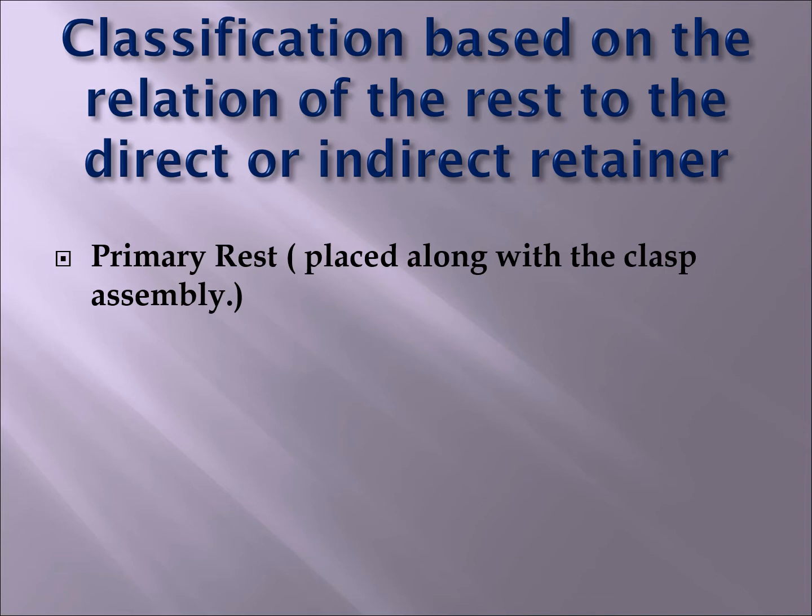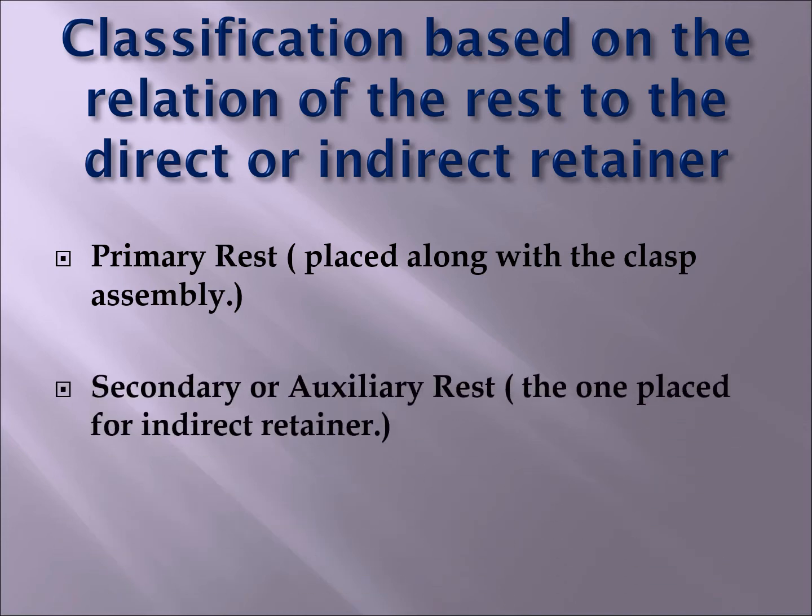The clasp assembly, which we will talk about in the next lecture, is composed of the retentive arm, reciprocal arm, or components, and part of the body, and part of it is the rest. This rest that is a component within the clasp assembly and is placed on a primary abutment, is a primary rest, while the other type of rest is a secondary or auxiliary rest. This is provided alone, and it's provided additionally, not on one of the primary abutments. It's an auxiliary rest that is provided for the purpose of providing indirect retention. So it's a rest, but it's actually an indirect retainer. We will talk about it later as well.